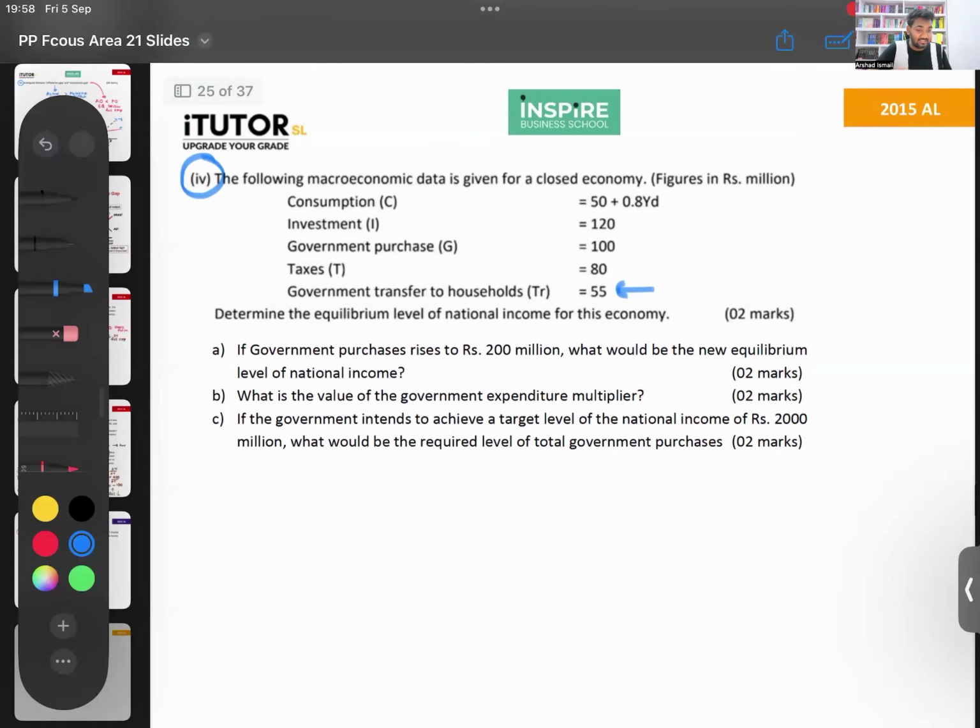8 marks here. Okay. First one is to calculate equilibrium. So Y equals E.